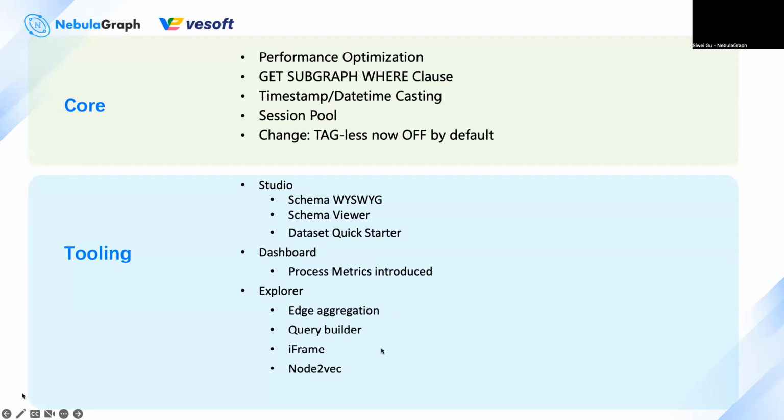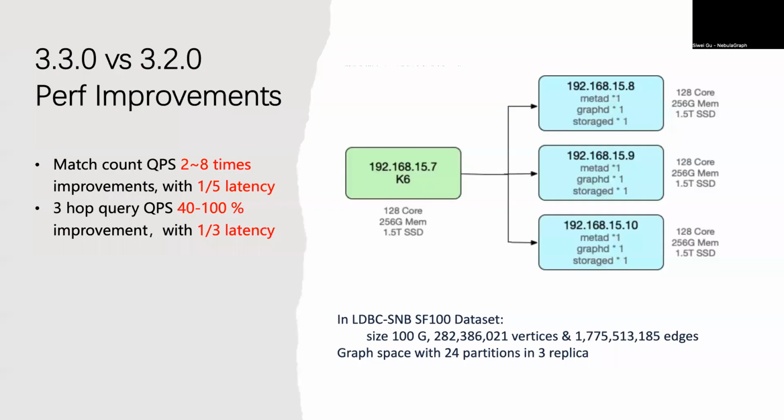And on the Explorer side, we have some more features. This is the edge aggregation. And for the Query Builder, we support Explorer being embedded in an iframe. And now in our workflow, we have a new algorithm, node2vec, introduced in Nebula Analytics and the Explorer. I will show you in the demo later.